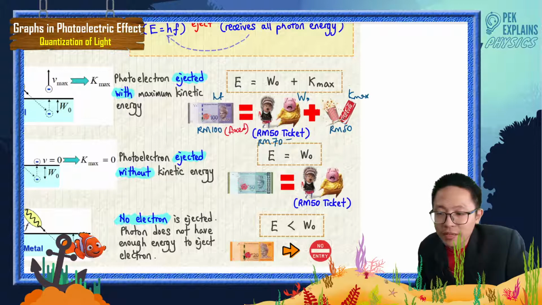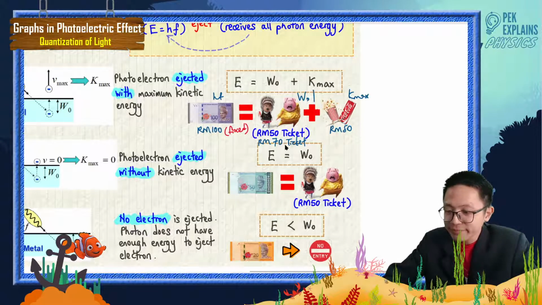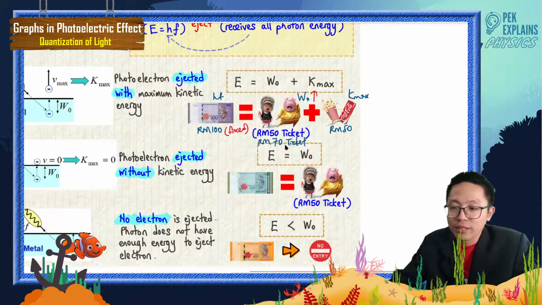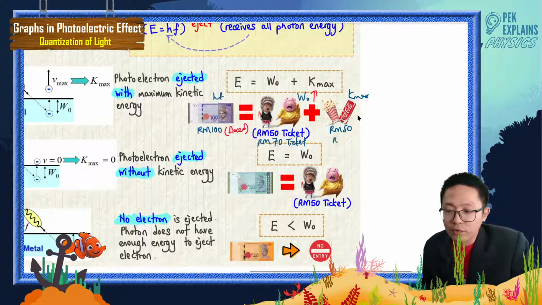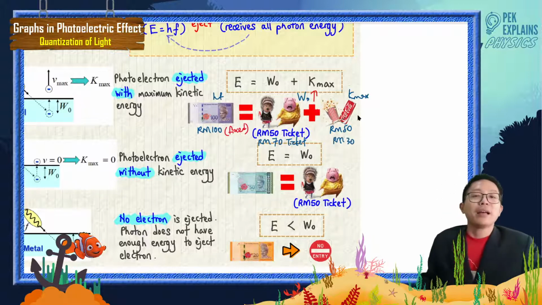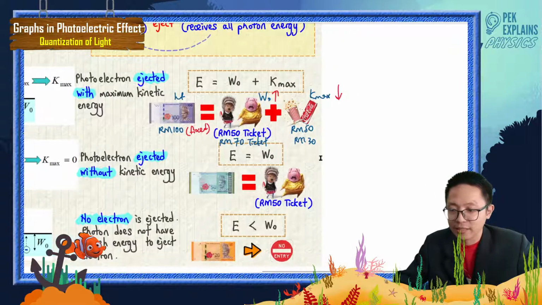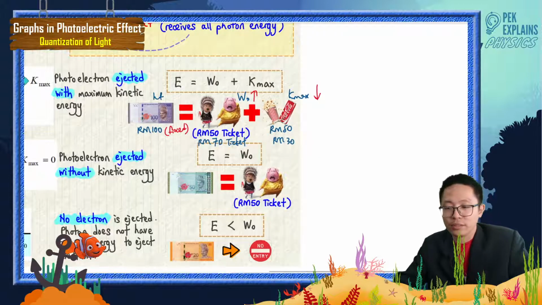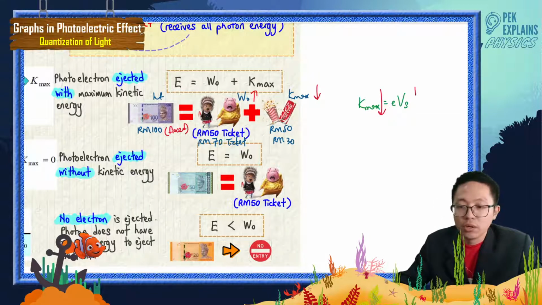So 70 ringgit ticket, higher work function. Higher work function means what? So what is the leftover money? It just left with 30 ringgit for snack. So lower kinetic energy ejected. You see what happened when lower kinetic energy ejected? Lower kinetic energy means lower stopping potential.